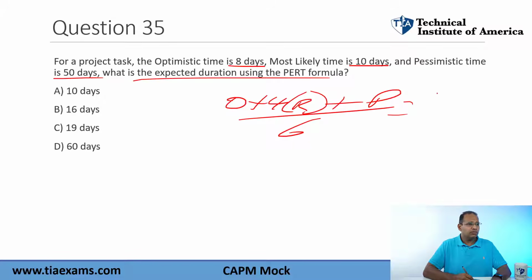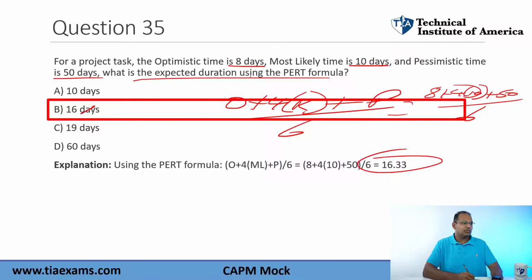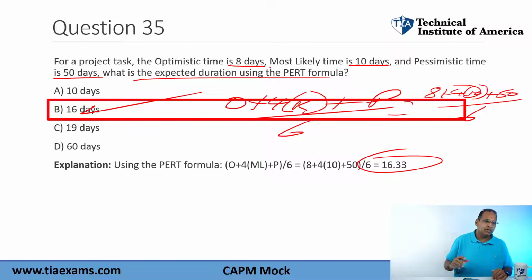So in this one here, what are we doing? We're doing 8 plus 4 times 10 plus 50 divided by 6. So we're doing, what is this? 40, 48, 48 plus 50, 98 divided by 6. Okay, so that here is 16.3 days. The closest answer we have is 16 days. They rounded that. So hopefully you guys got that. You have to know your formula. So if you know the formula, the question is not that difficult.